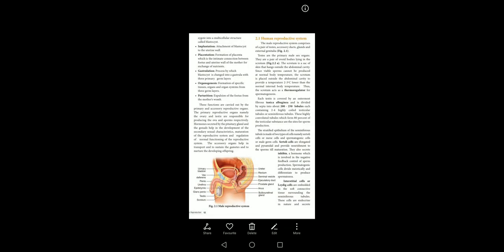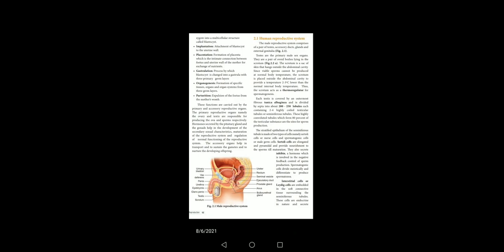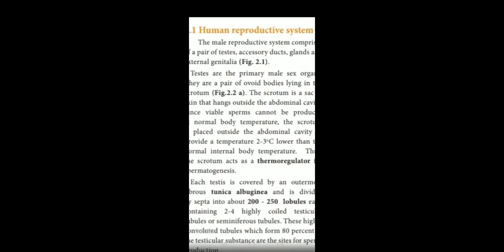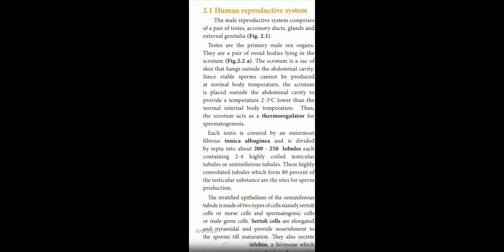12th standard, chapter 2, human reproduction. We are going to see the next topic, the human reproductive system. What is the human reproductive system? The systems which are used for reproduction, that is what we call the human reproductive system.